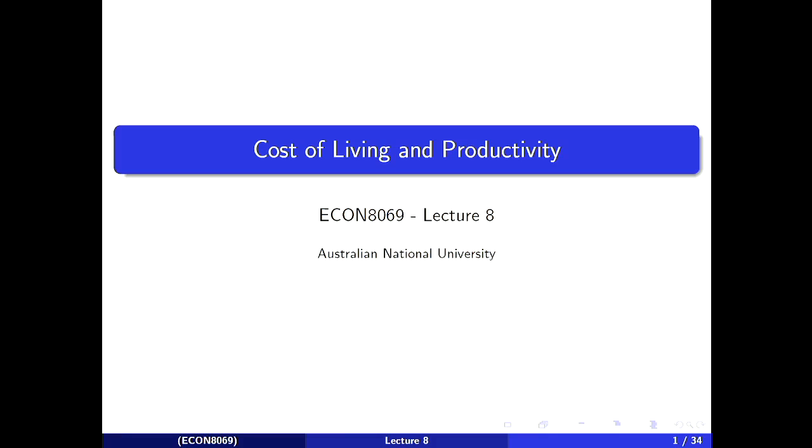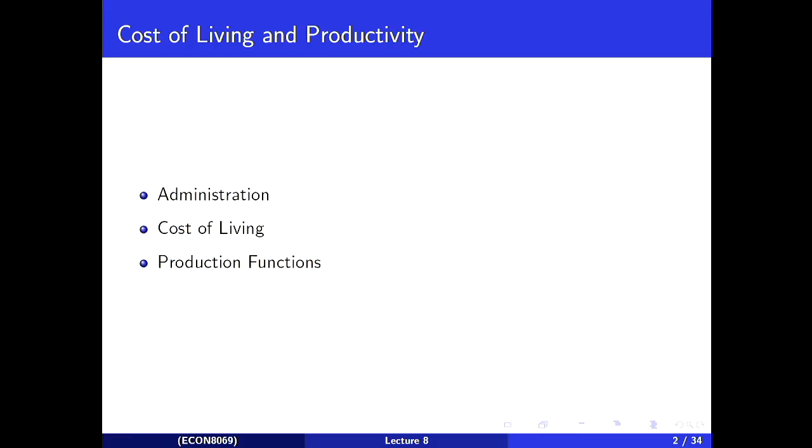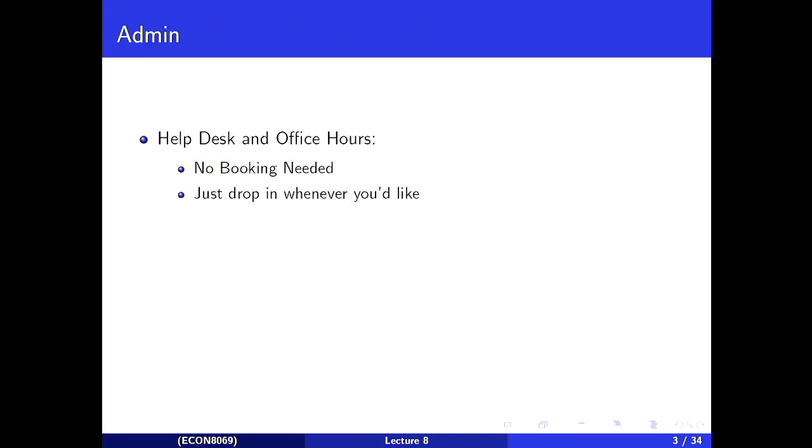Better? Much better. Excellent. So today we're going to be talking about cost of living and productivity. Last time was a lecture heavily based on data and on the past, and today we're going to be moving beyond that. We're not going to talk anywhere near as much about how things used to be. We're going to be really talking about how things are now. We'll go through some admin stuff, we'll talk about cost of living, and then we'll talk about production functions, so aggregate production functions, for the entire economy.